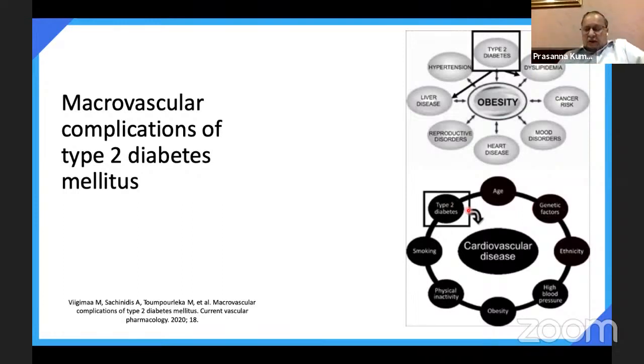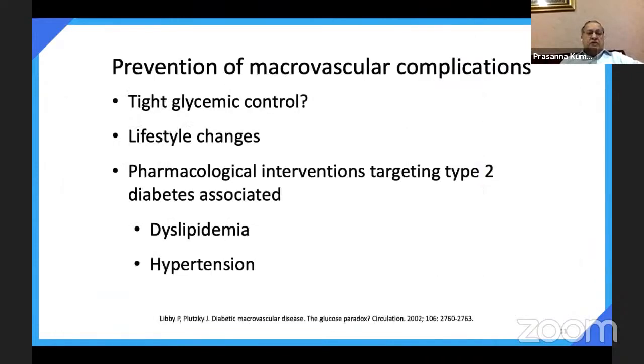Another 84% is due to all the other 7 factors, and only one-sixth of it is due to diabetes. That you should remember. Whereas microvascular complication is very pathognomonic of diabetes as such. So how to prevent macrovascular complication?